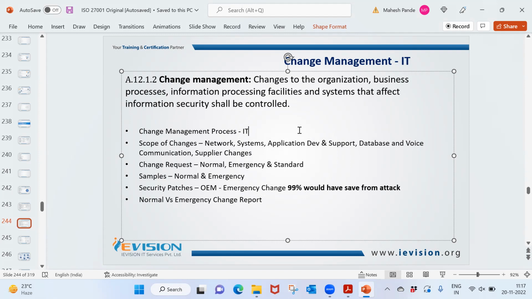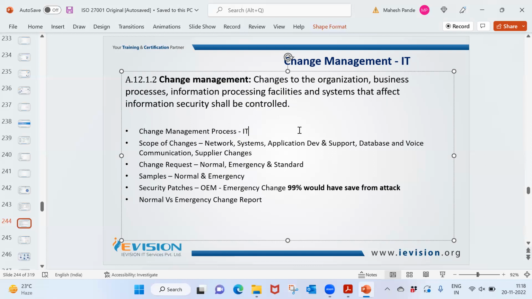Business processes. Business processes can be the payment collection process, the payment follow-up process, and of course the payment disbursement process. You may have information processing facilities, like physical security, where you may have some change. And then you have the systems that affect information security, which is again IT related. So here I have taken an IT example.